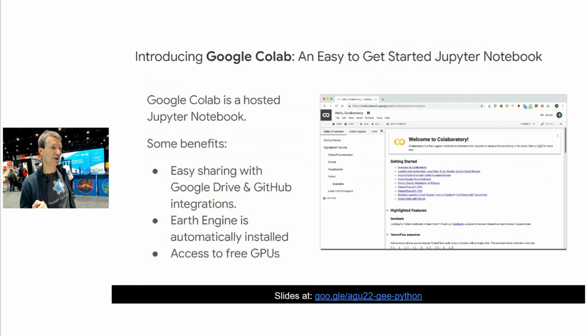So Colab itself has done a little bit of that setup for you. Some of the benefits are that it's already integrated with GitHub or Google Drive for sharing your code, your notebooks that you have created. Earth Engine is automatically installed as a library in there, so there's no reason that you have to pip install. It's just there by default. And if you're pulling data and actually doing machine learning, like on deep neural nets, it has access to free GPUs.